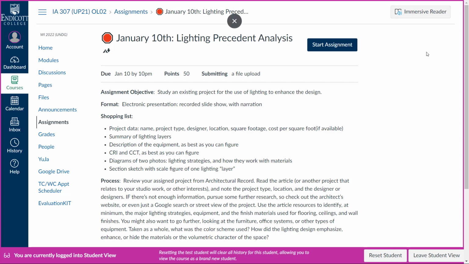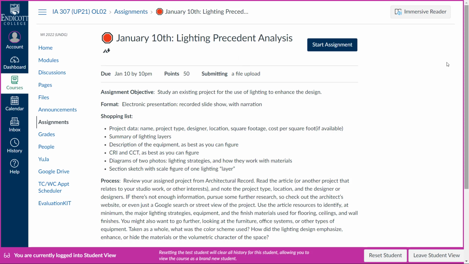All right, let's talk about the lighting precedent analysis assignment that's coming up. And of course, it's coming up really fast because this is such a compressed semester. Basically, what I'm looking for you to do is take a look at an existing project and see how they used lighting to enhance the design, and then annotate some of the images of the project to really break down some of the exact lighting strategies that they used.